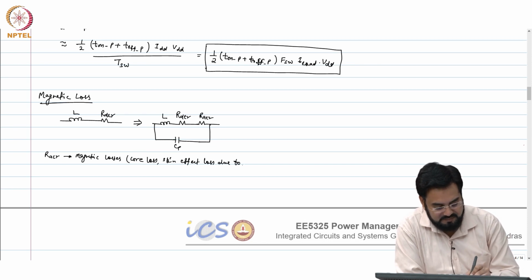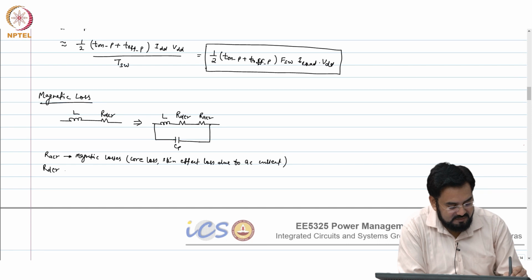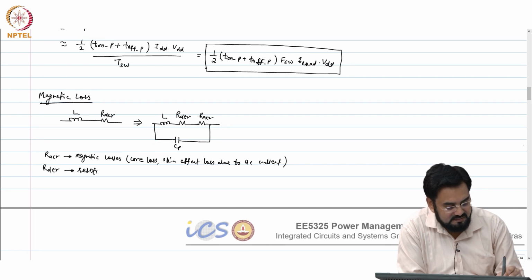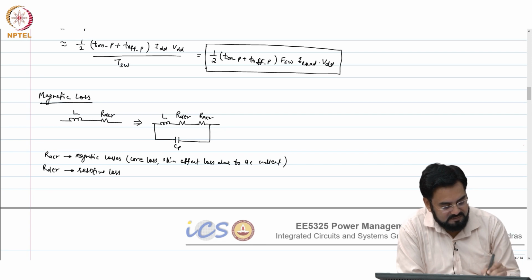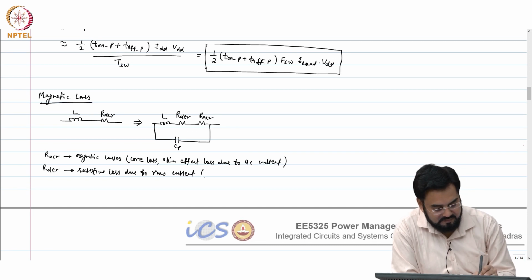due to AC current, and RDCR is, which loss is that? Resistive loss, huh? Due to RMS current. Which is mainly due to winding.